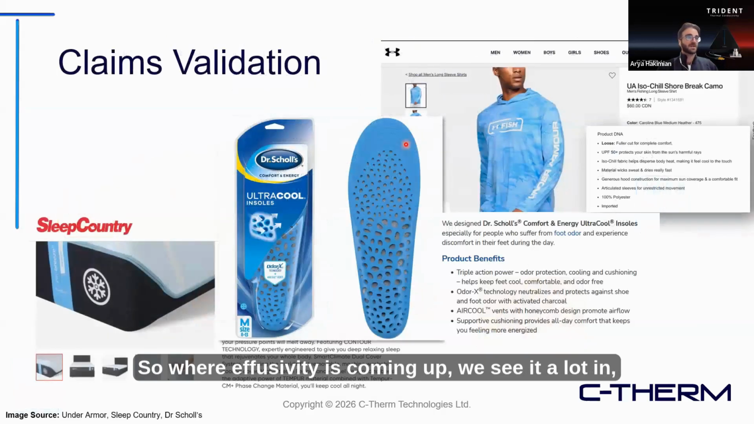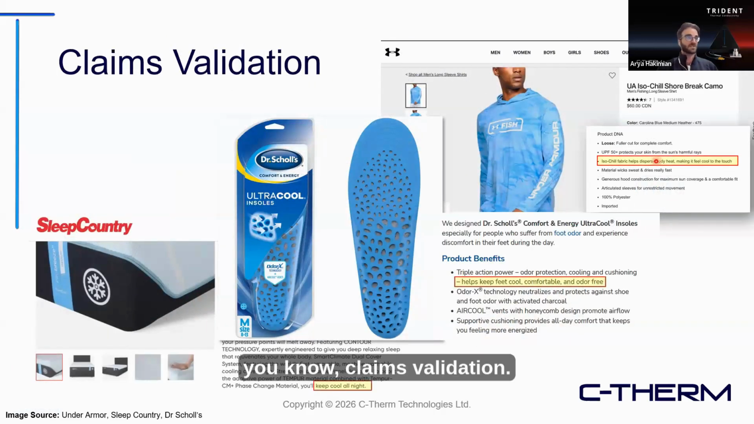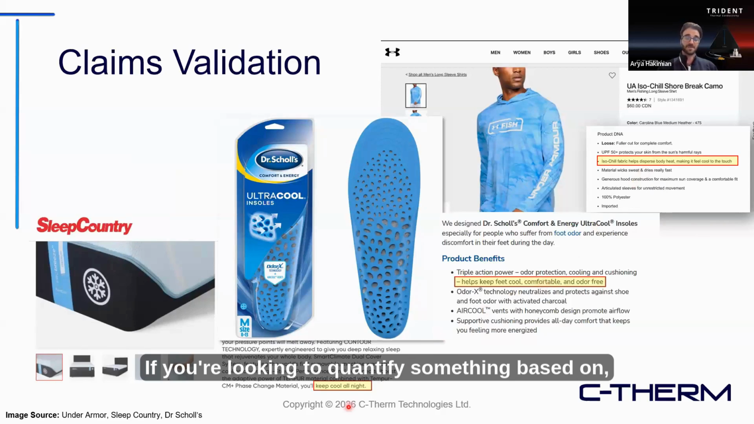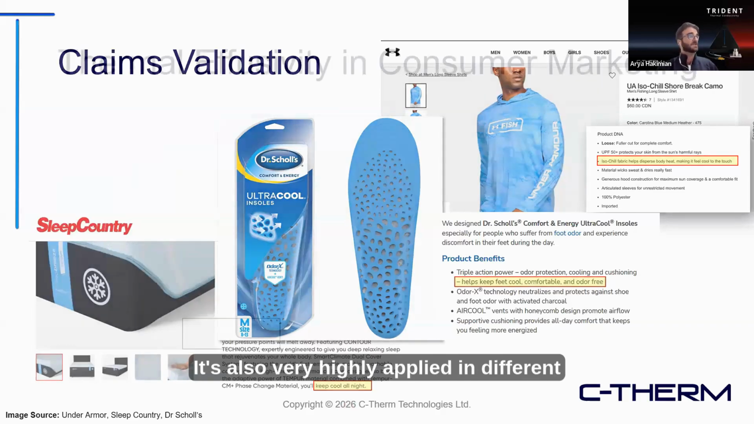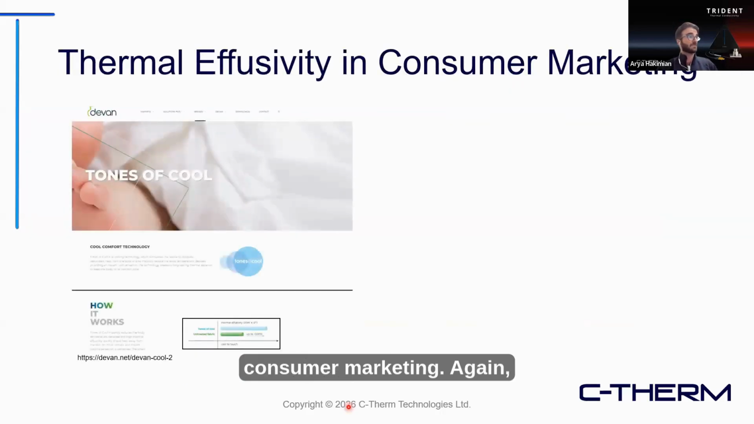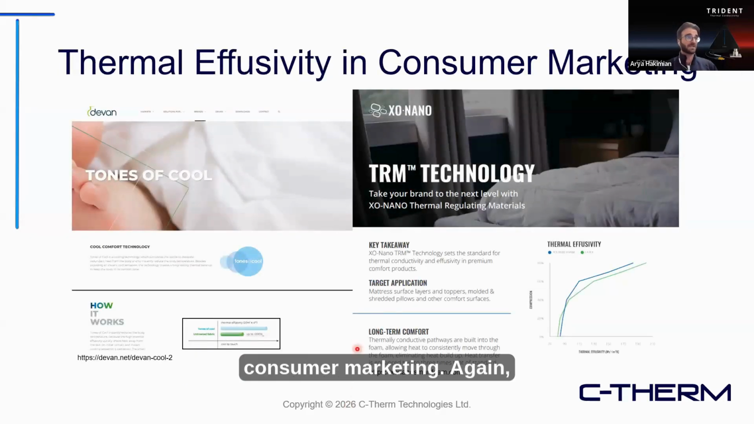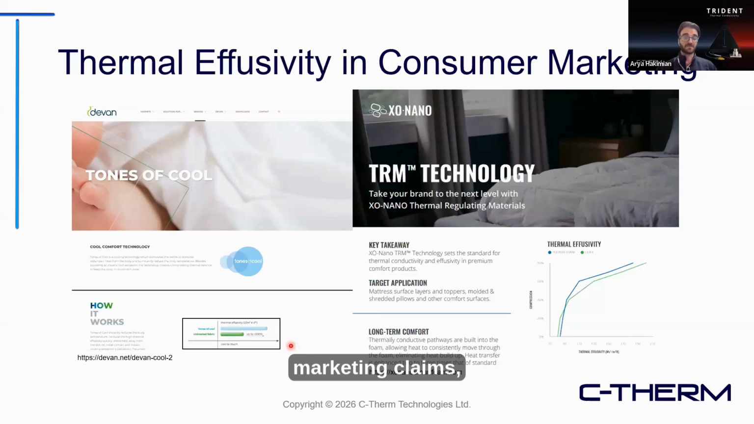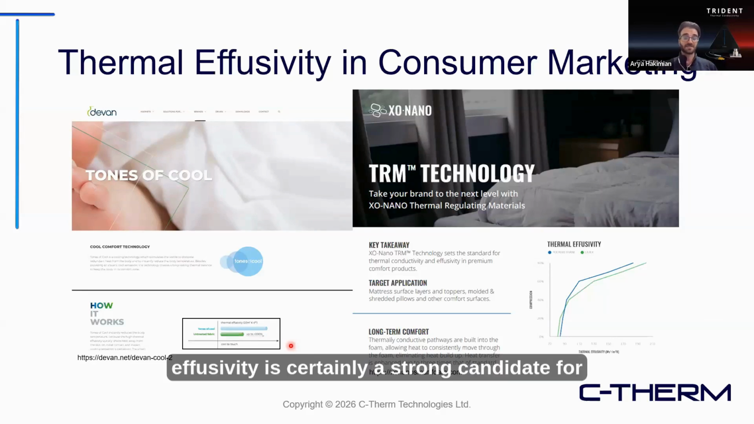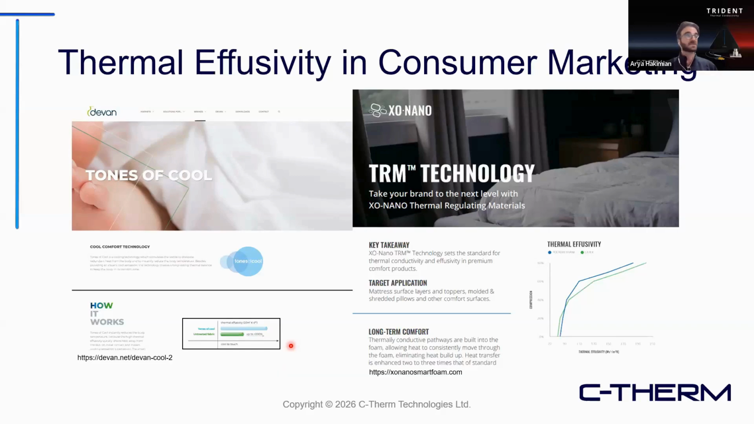So where effusivity is coming up, we see it a lot in claims validation. If you're looking to quantify something based on a cool touch property, effusivity is often used to benchmark those types of performance considerations. It's also very highly applied in different consumer marketing, showing the cool aspect of different products. So whether it's for internal material validation or external marketing claims, effusivity is certainly a strong candidate for material metric performance.